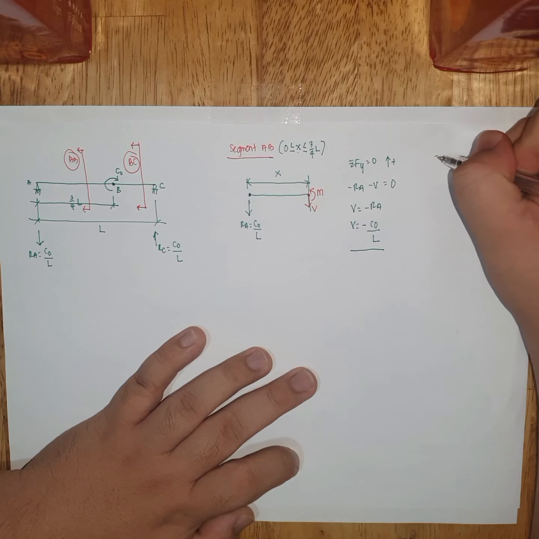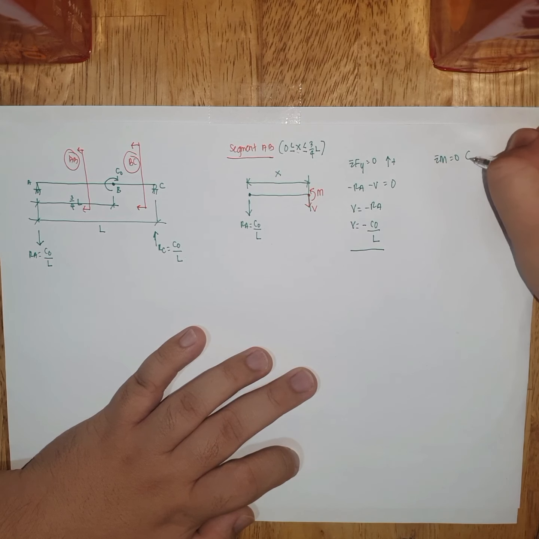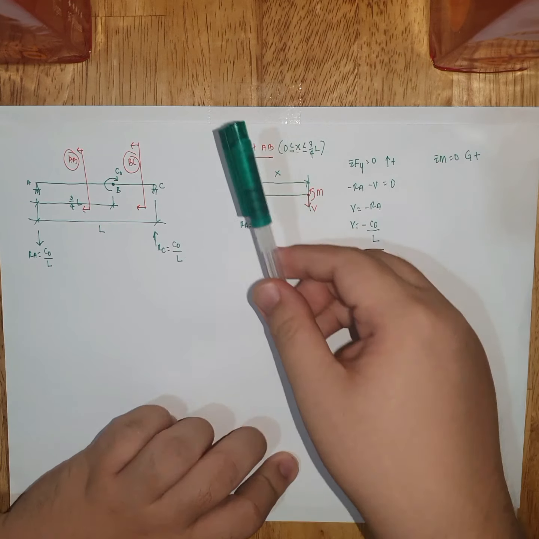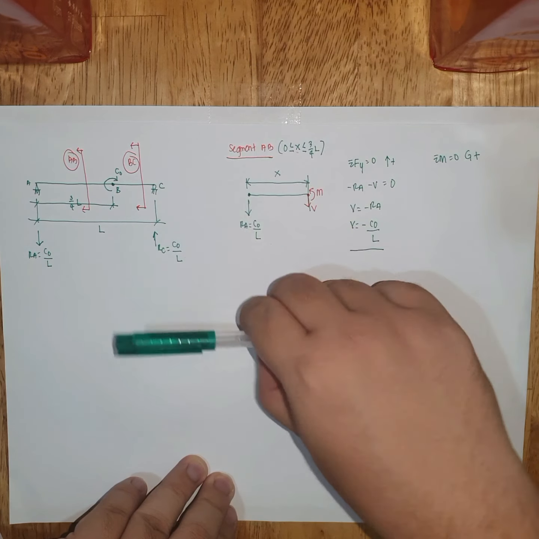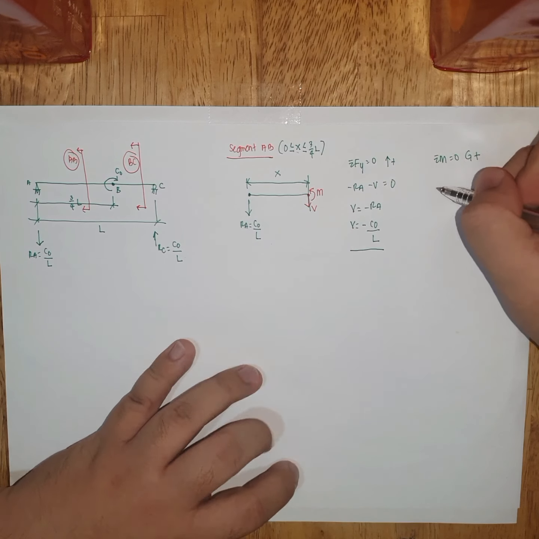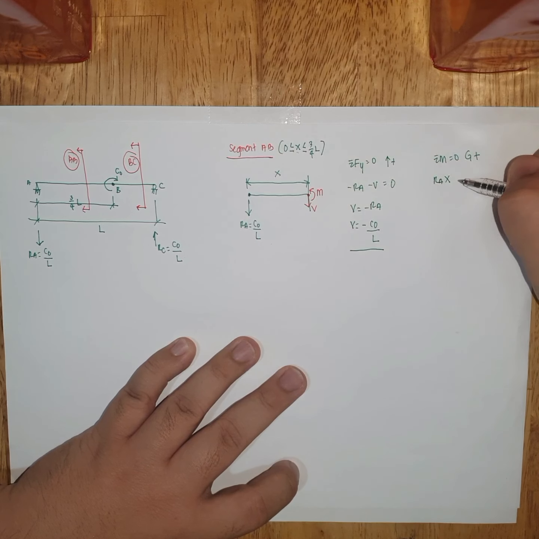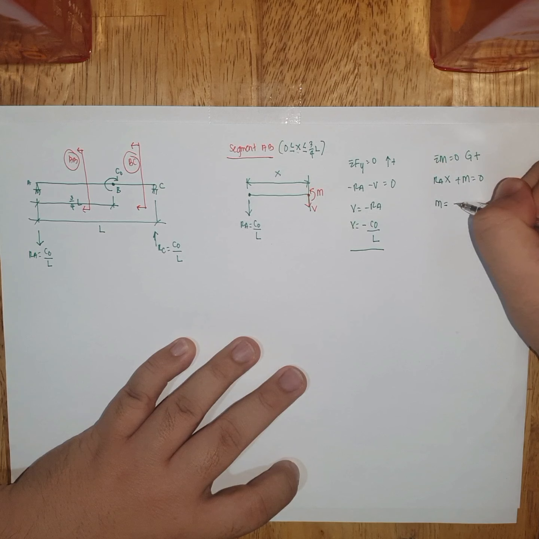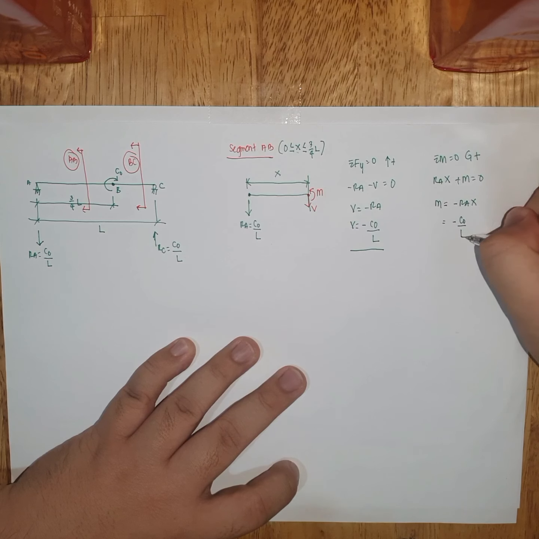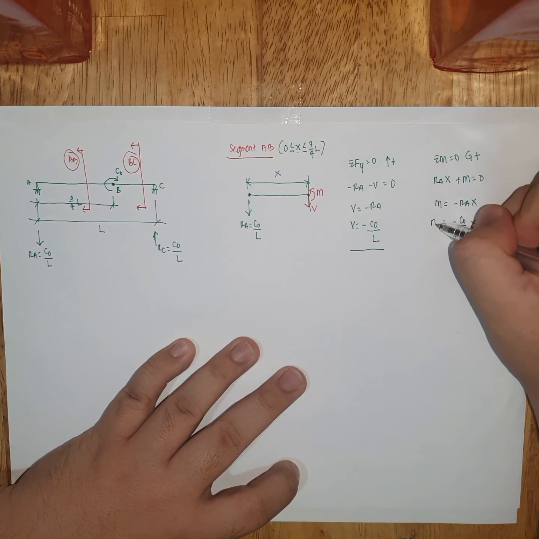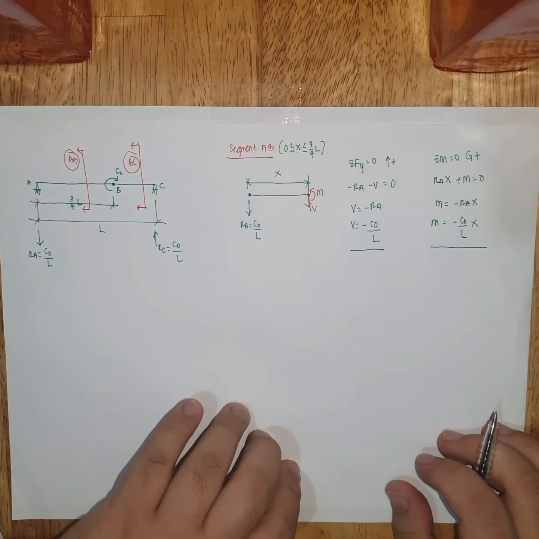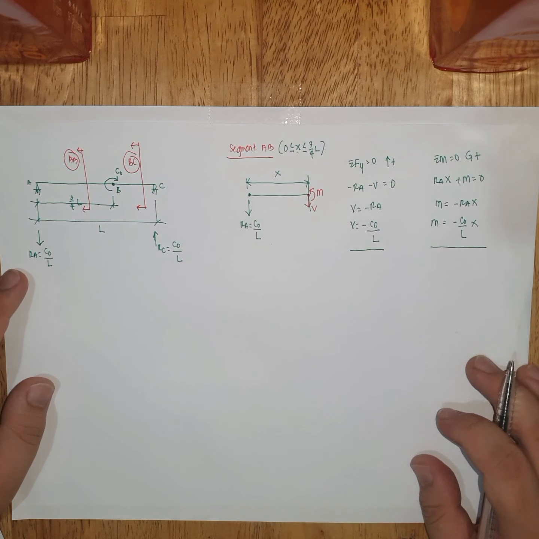Okay? Then, summation of moment is equals to 0, taking counterclockwise as positive. So, as si RA is downward, pag nag-rotate siya, counterclockwise siya, so positive siya. So, RA, distance niya ay X, tapos si V is 0, tapos si moment, naka-counterclockwise din, so plus M is equals to 0. So, ang value ni moment is negative RA times X, or equals to negative C sub O over L times X. So, ito yung value ni moment. Okay? So, okay na yung segment AB.